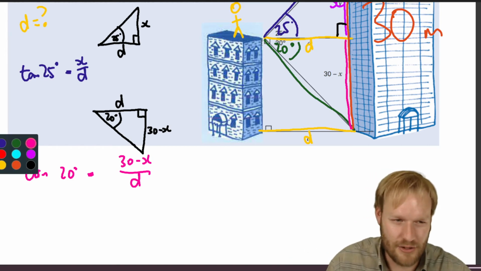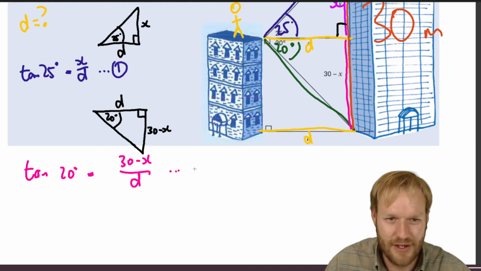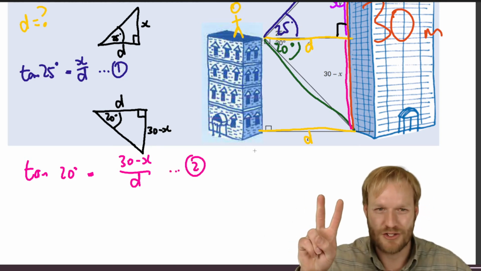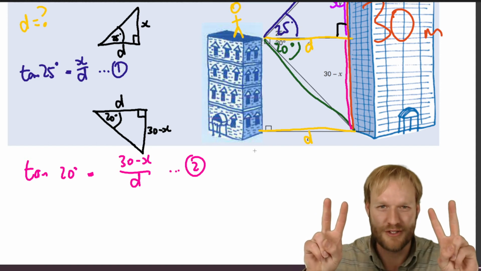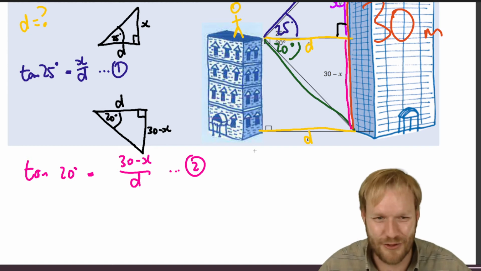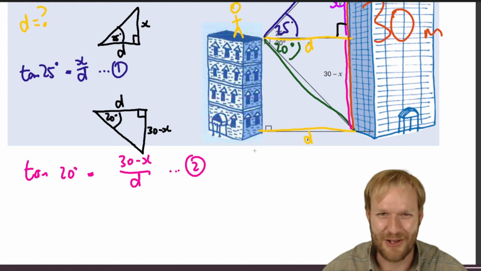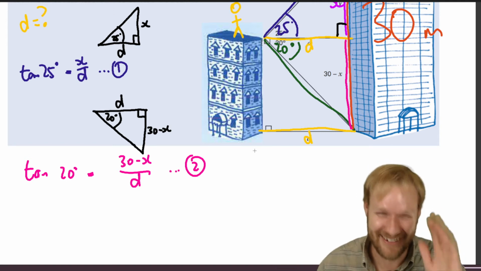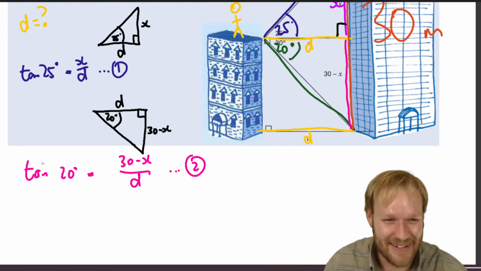Now, since we've got two equations, let's call that equation 1, and this equation 2. We've got two equations and two variables. How are we going to solve? Well, it's just crying out for simultaneous equations. You know, the 1 into 2 or 3 into 2. So let's go for it.